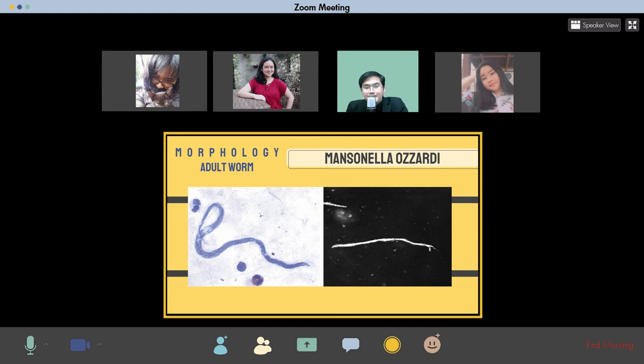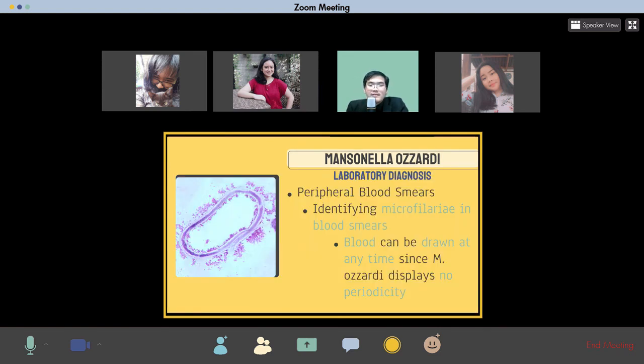In terms of diagnosis, the main method used for Mansonella ozzardi is peripheral blood smears, because the diagnosis relies on finding microfilariae in the blood. Some sources say that skin snips are also appropriate. However, according to the CDC, Mansonella ozzardi is more commonly associated with microfilariae in the blood, while microfilariae in skin snips is more associated with a related parasite, Mansonella streptocerca.